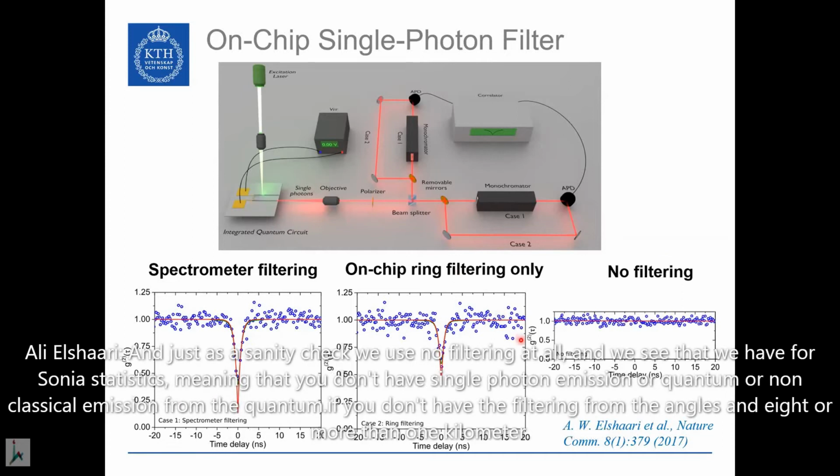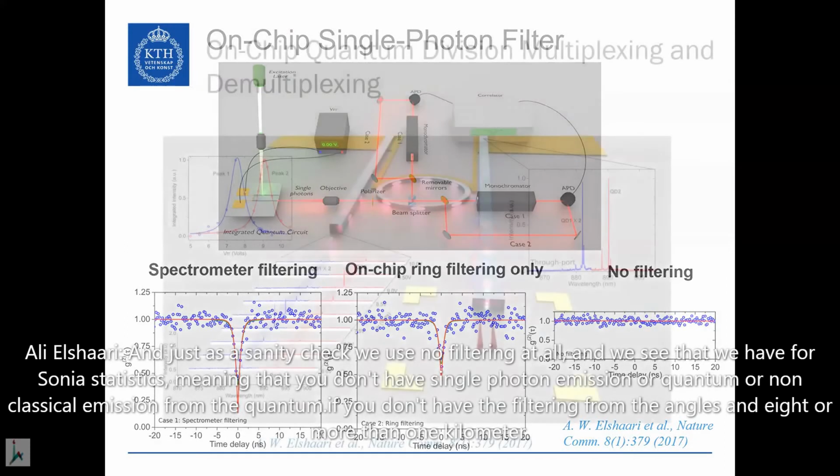And just as a sanity check, we use no filtering at all, and we see that we have Poissonian statistics, meaning that you don't have single photon emission or quantum or non-classical emission from the quantum dot if you don't have the filtering from the ring resonator nor the monochromator.